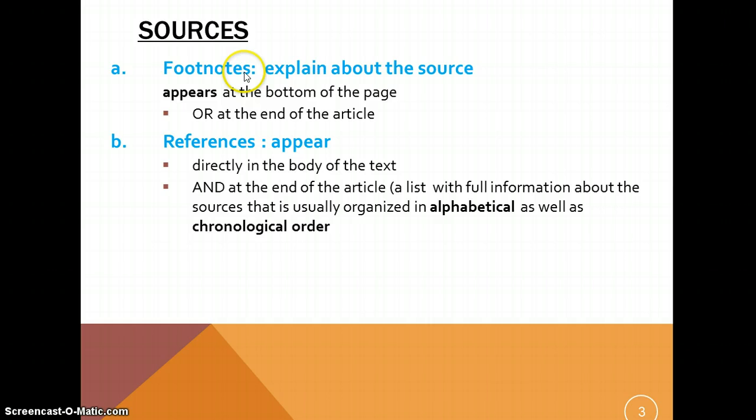What are footnotes? Well, they explain about the source. They may give some additional information about the source, and it usually appears at the bottom of the page or at the end of the article. The other thing that they use are references, and they appear in the body of the text, but also as a long list at the end of the article, and it's organized in alphabetical order.